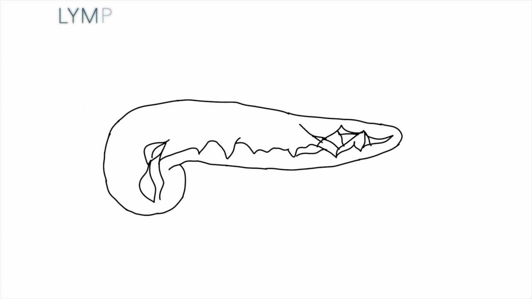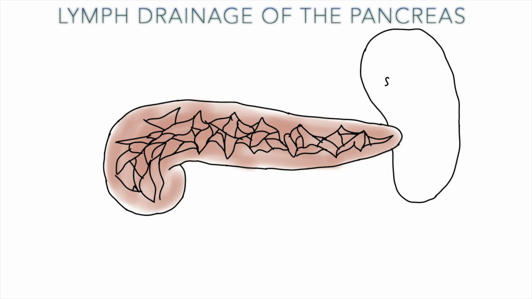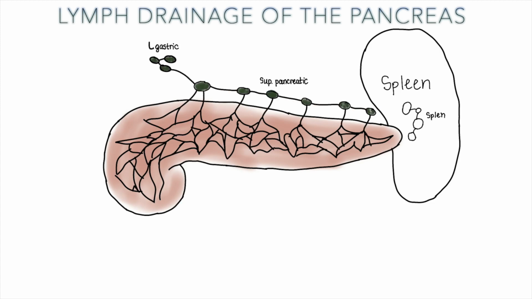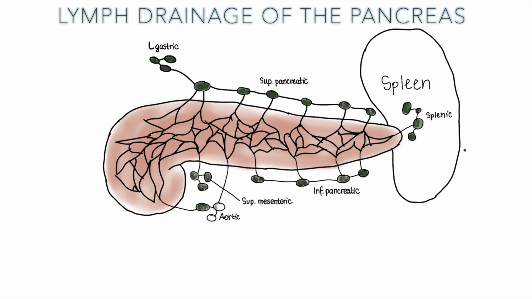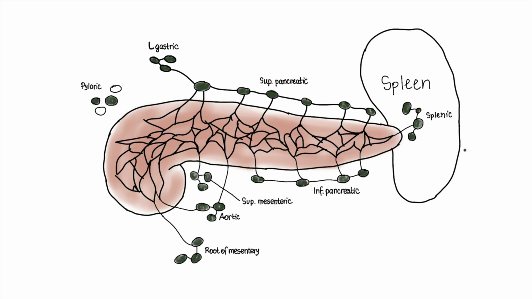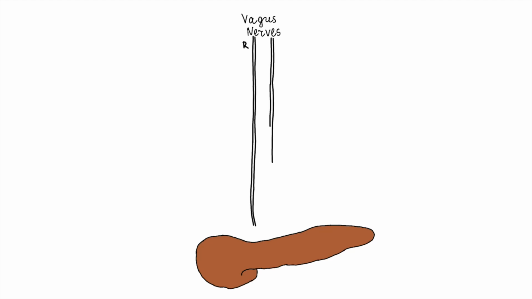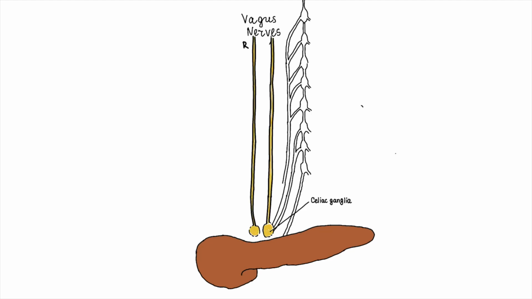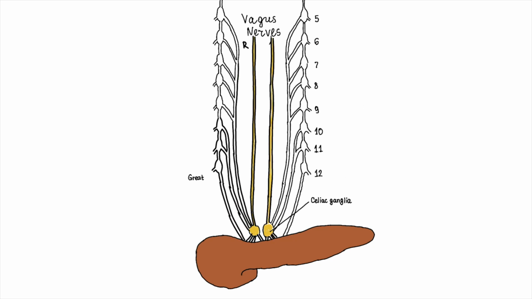The pancreas is drained by lymphatic vessels that follow the arterial supply. They empty into the pancreaticosplenal nodes and the pyloric nodes, which in turn drain into the superior mesenteric and coeliac lymph nodes. Innervation of the pancreas occurs by the sympathetic division of the autonomic nervous system through the splanchnic nerves, and by the parasympathetic division through the vagus nerve.